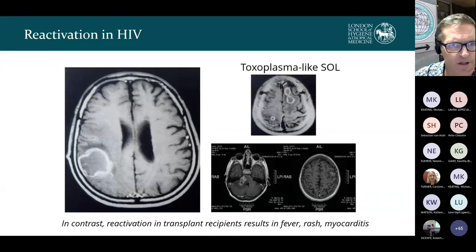And part of the work we're doing is trying to increase the amount of testing that's going on in HIV clinics across the UK. It is part of the BHIVA guideline. It's just not done very much. The reactivation in transplant recipients has a rather different flavour to it and looks like a primary infection with a fever, rash and myocarditis.